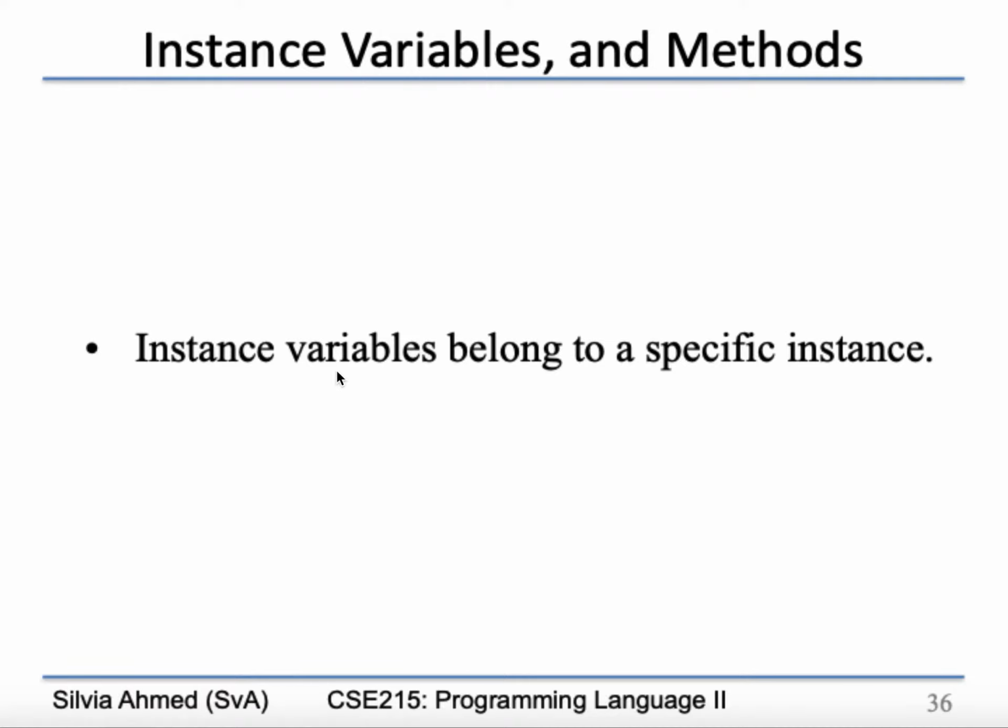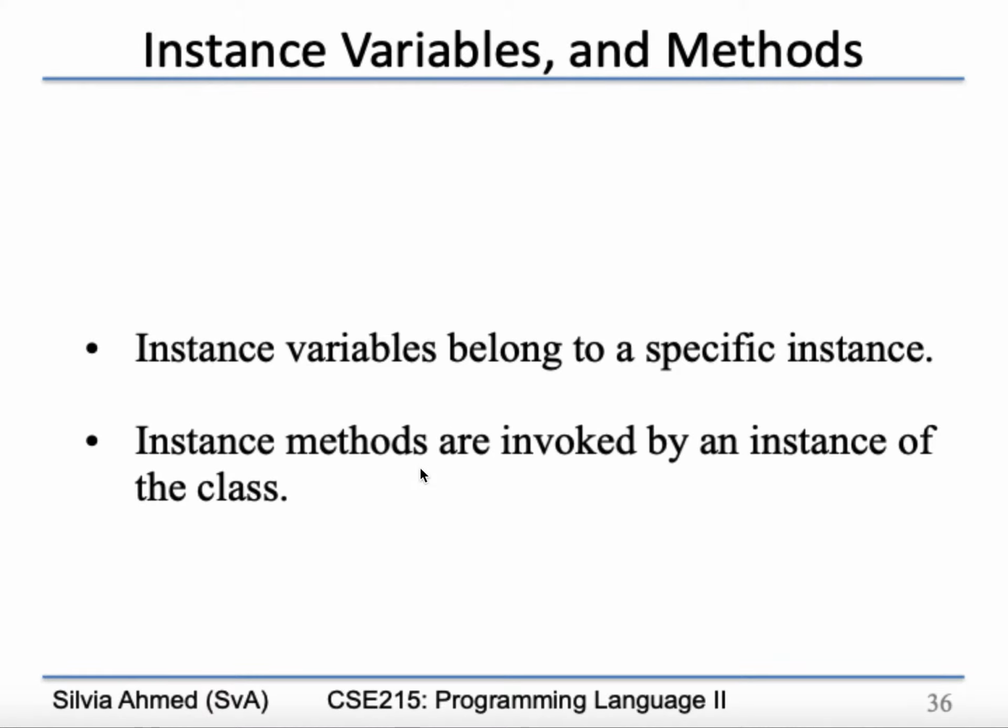Instance variables are those data fields that belong to specific instances, or whose value actually differs from one object to another. For example, the radius field of the circle class. Each circle object will have its own radius value. So the radius value differs from one circle object to another circle object. So radius is an instance variable.